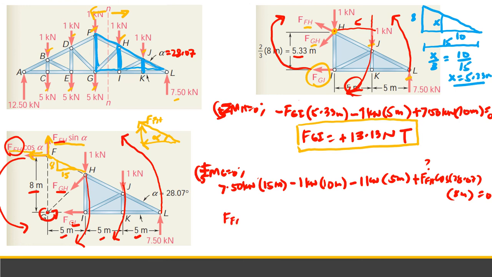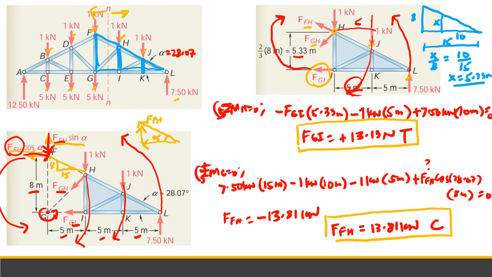So FFH is equals to, so negative yung result niya, no? 13.81 kilonewton. So meaning mali yung assumption natin dun sa FFH. So meaning yung FFH pala is compression. Pag ganyan. Okay, so FFH is equals to 13.81 kilonewton compression. Okay, so dalawa na lang na-solve natin. So, isa na lang, natitira na lang is yung GH. So, yung GH na lang yung hahanapin natin.